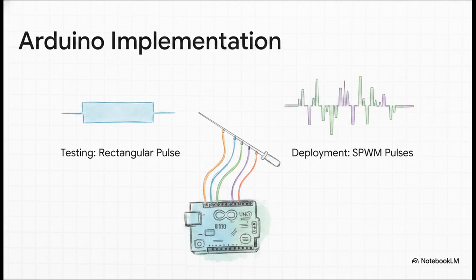Now, before trusting the complex SPWM, we first validate the circuit by sending a basic rectangular pulse to the MOSFET gates. Because let's be real, nobody wants to smell burning silicon. Once we confirm the H-bridge is firing correctly without short-circuiting, we deploy the complex, simulated SPWM pulses. The Arduino is now acting as an incredibly fast, precise conductor, dictating exactly when each individual MOSFET opens and closes.